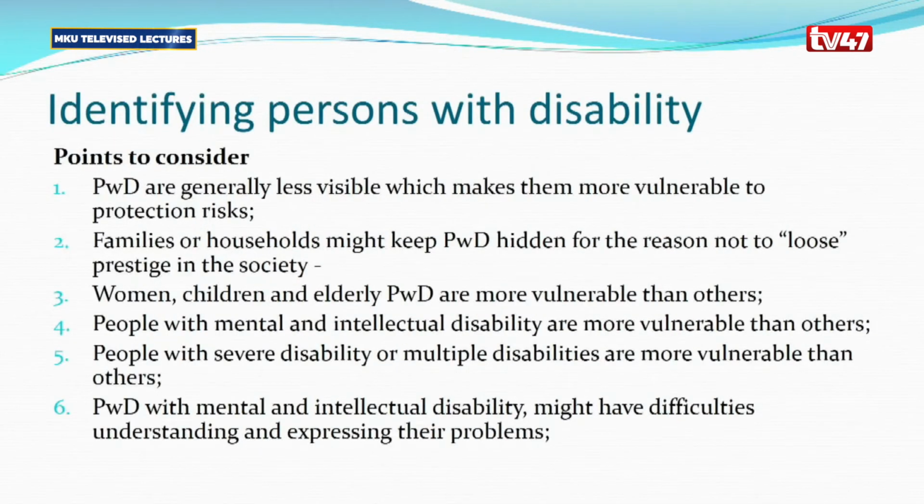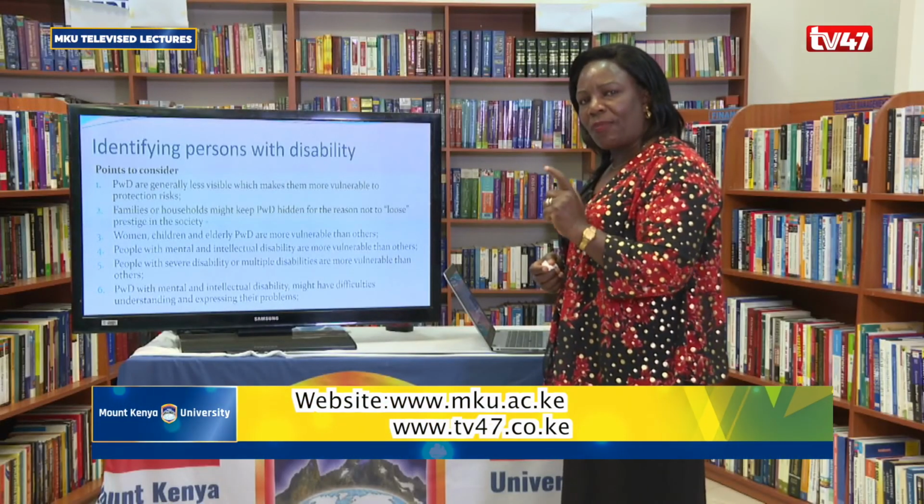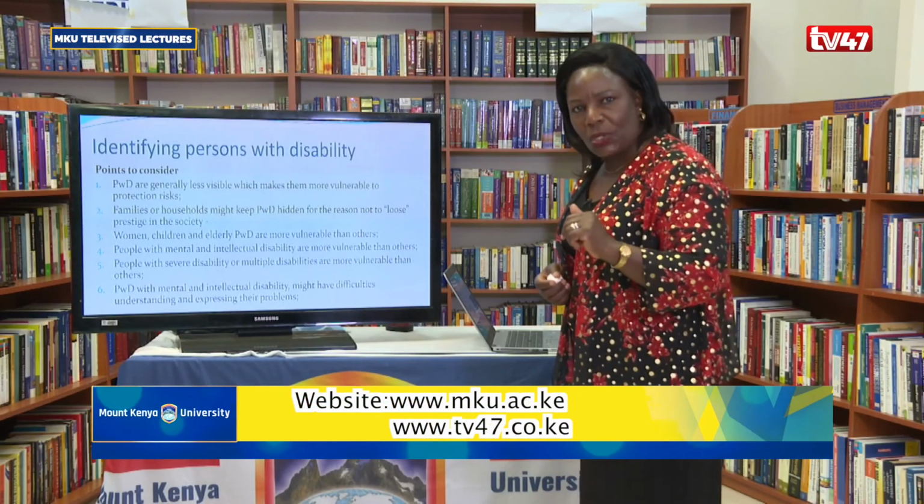Okay, how do we identify persons with disability? These are the following points to consider. 1, PWD means persons with disability. So, persons with disability are generally less visible, which makes them more vulnerable to protection risks. You know, you protect what you see. You protect the person you have identified. All right? So we need to get to know who, like in a community, are the persons with disability. When we do that kind of mapping, then when it comes to doing protection, we already know who they are.